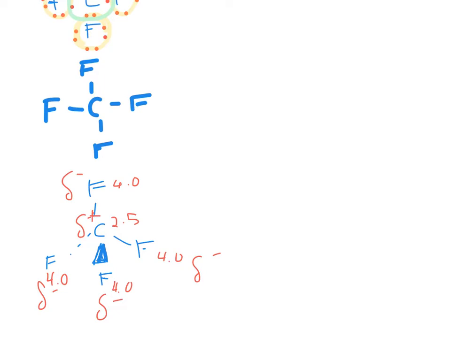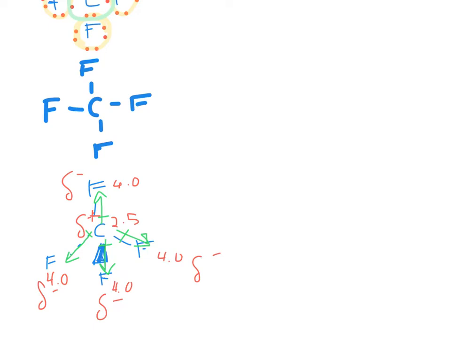Now that I know the charges, I can fill in my bond dipoles. So my bond dipole needs to show that fluorine is partially negative and carbon is partially positive, and we show that with the arrow. The tips of the arrows have to point towards the fluorines.